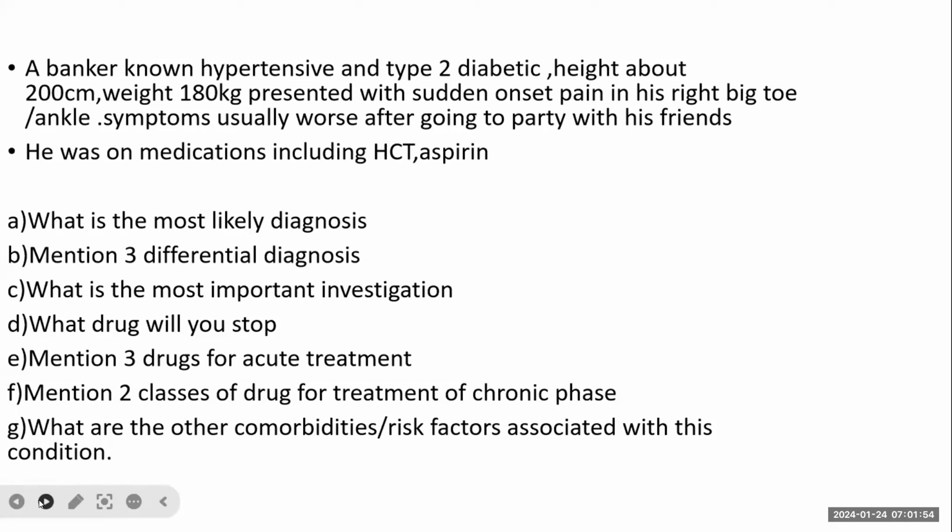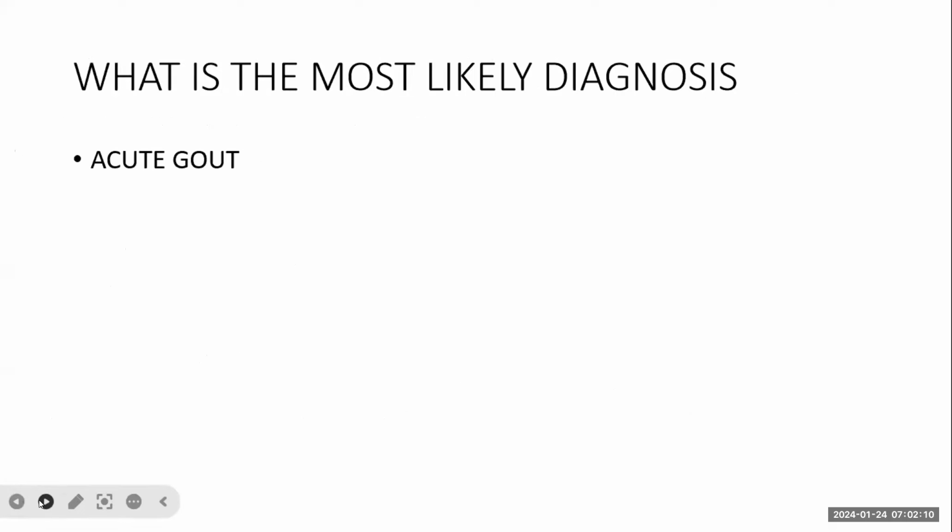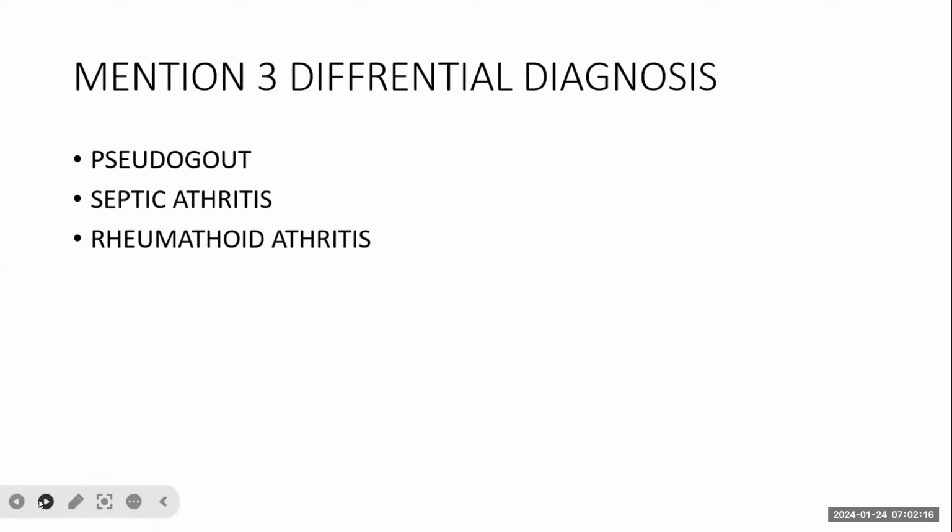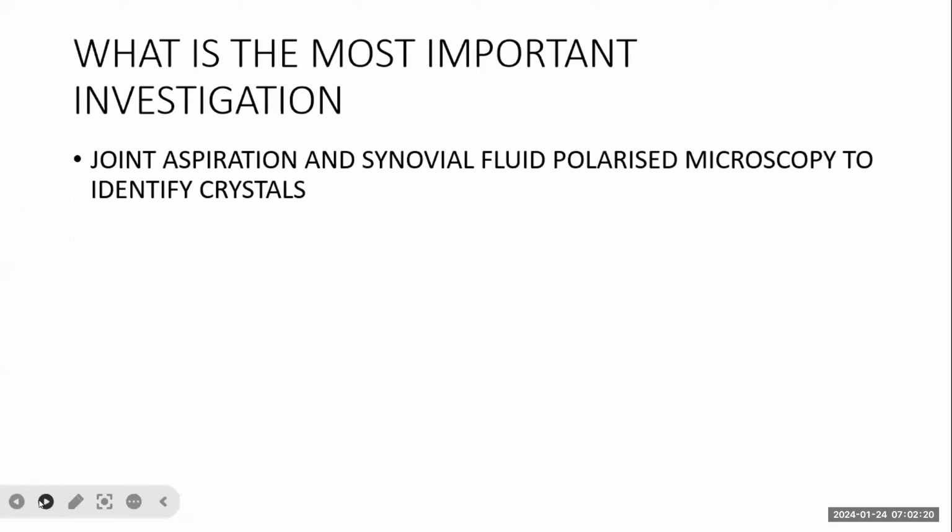So of note in this question is the fact that the patient is diabetic, is also hypertensive. He presented with a sudden onset pain in his right big toe. He went partying with his friends, during which he may have taken a lot of alcohol, and also he's on HCT and aspirin. So for this, the most likely diagnosis is acute gout based on what I have explained. 3 differentials include pseudogout, septic arthritis, rheumatoid arthritis.